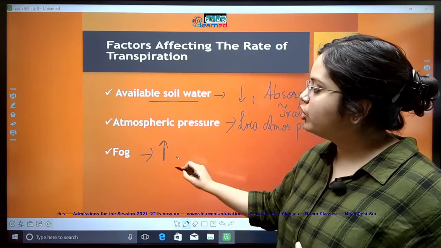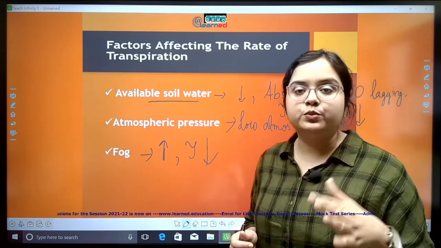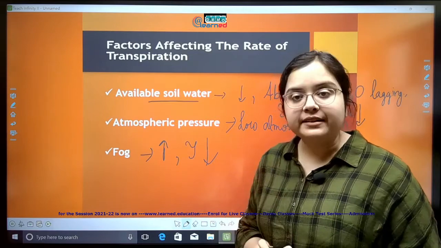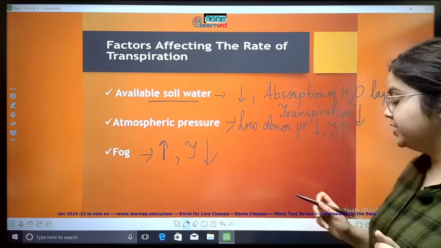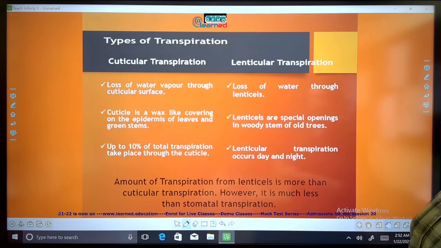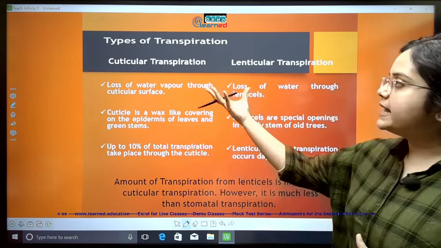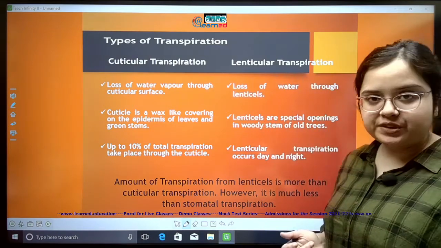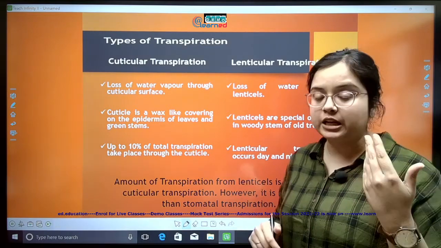If high fog is there, then T will come down. The transpiration rate will diminish. So, these are the physical factors which are influencing the rate of transpiration. Now, we come to types of transpiration. There are several types we have studied. We were just studying stomatal transpiration, which we have studied in detail in our previous class.